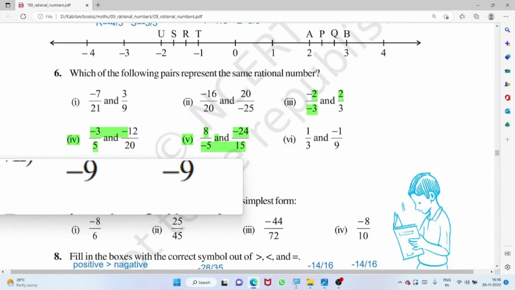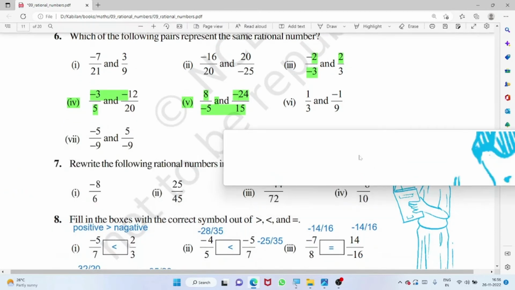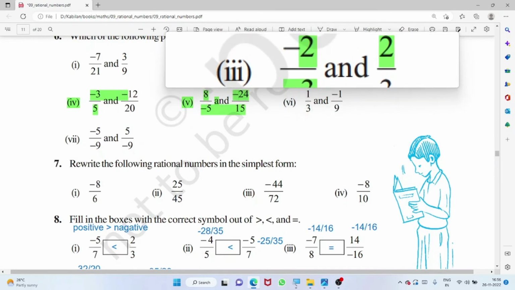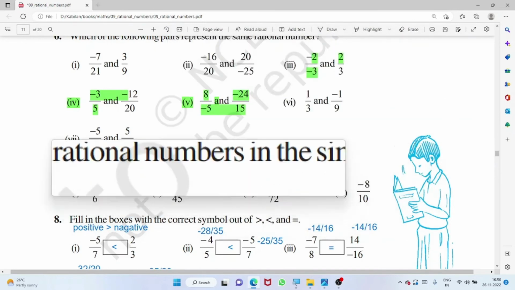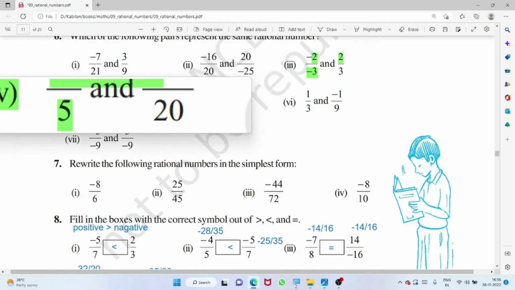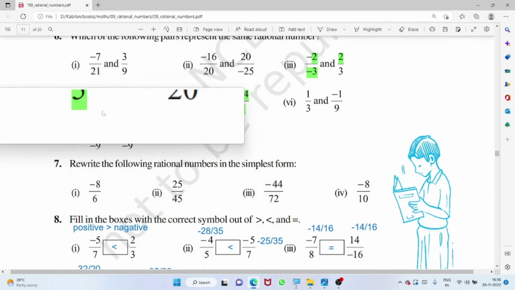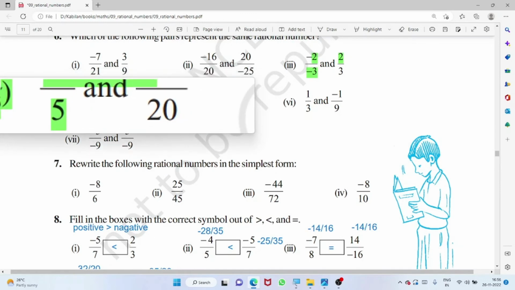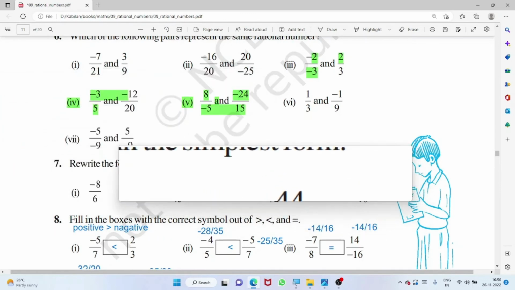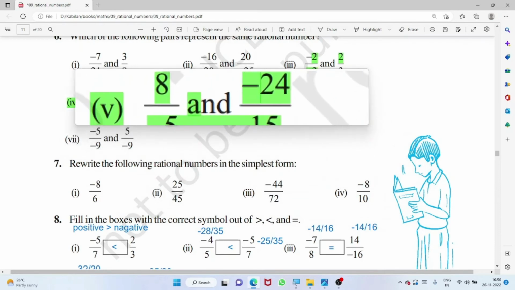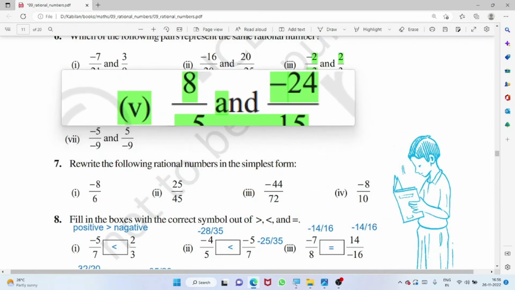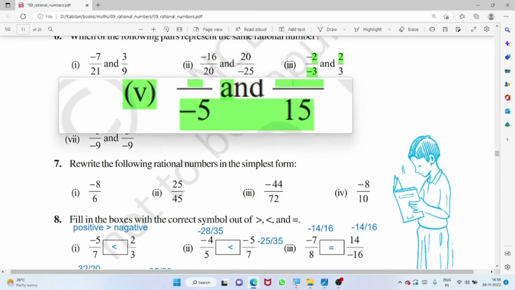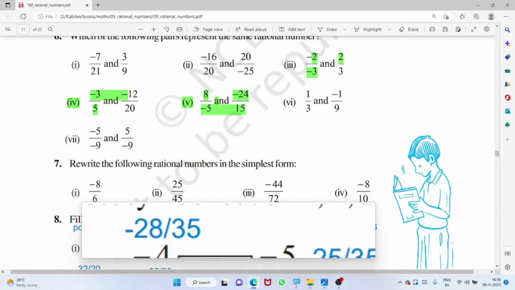Which of the following pairs represent the same rational number? Okay, this is the same, minus 2 by 3 and 2 by 3, because the negative signs in numerator and denominator cancel out. And this is also the same, because this is 4 times this, minus 12 by 20. And this is also the same because we are multiplying this by minus 3: minus 3 into 8, minus 24, minus 3 into minus 5, 15.